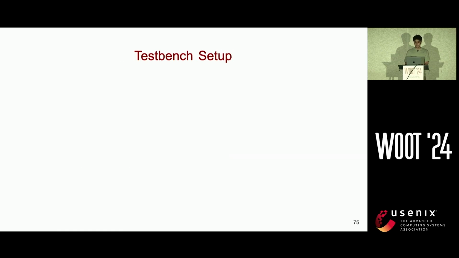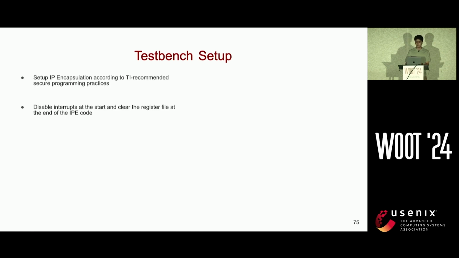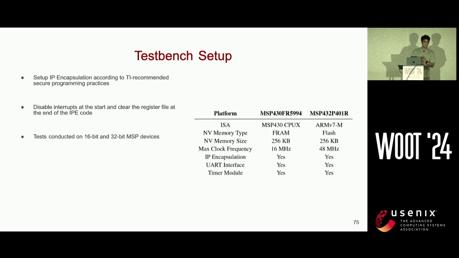So for the evaluation, we set up IP encapsulation according to Texas Instruments recommended secure programming practices by disabling all interrupts at the start and clearing the register file at the end of the IP code. We perform all our tests on the 16-bit MSP430 FR5994 and the 32-bit MSP432 P401R. Additionally, we also confirm the efficacy of RIP encapsulation on the MSP430 FR5969 as part of our artifact evaluation.